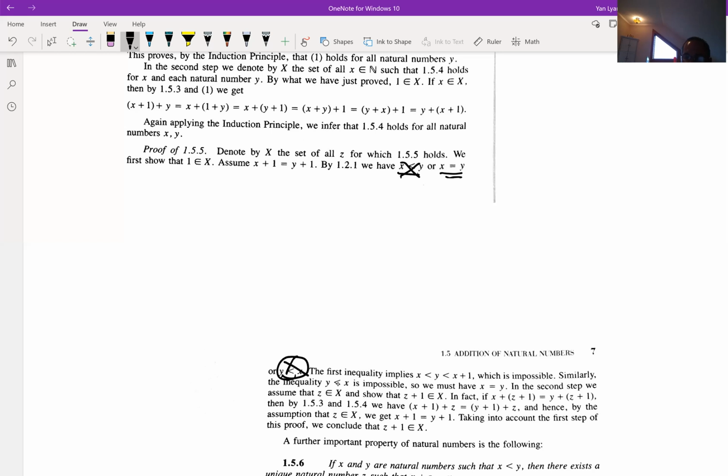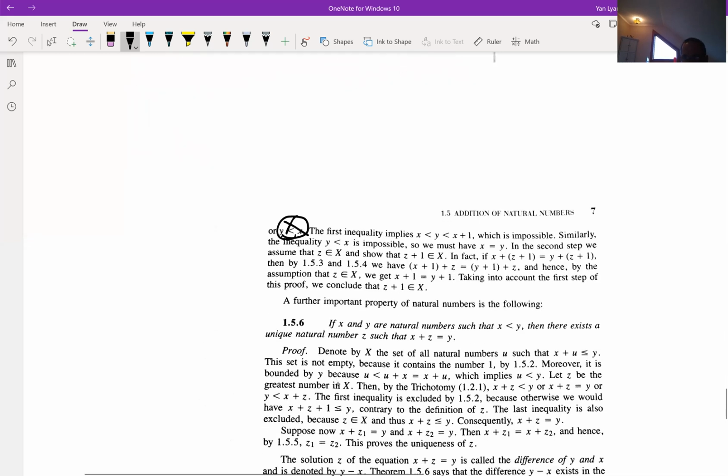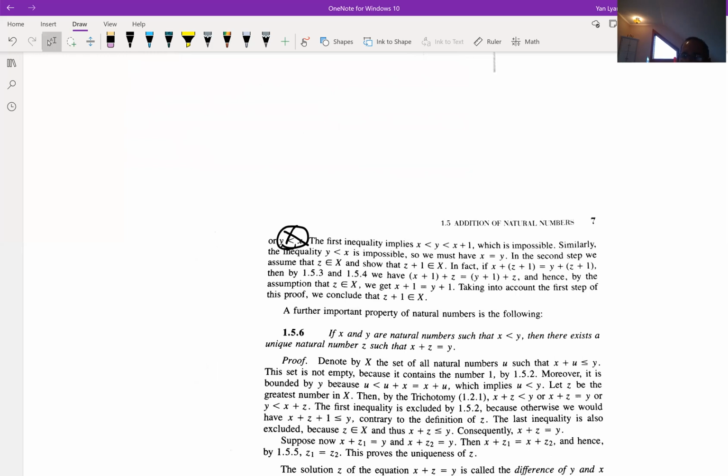Okay. So it says if x plus z plus 1 is equal to y plus z plus 1, by assumption, then by 1.5.3, which is associativity, and 1.5.4, which is commutativity, we can rearrange that to x plus 1 plus z is equal to y plus 1 plus z.